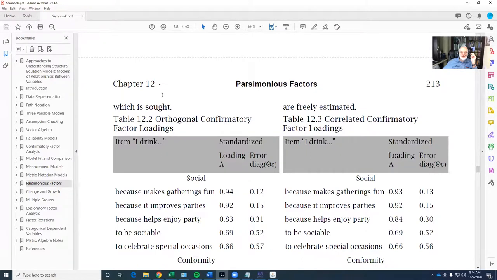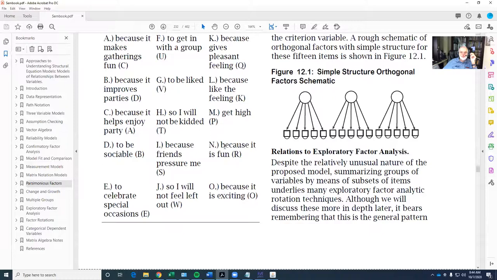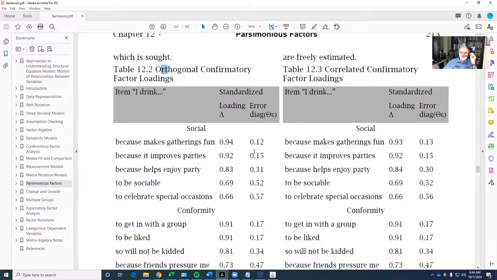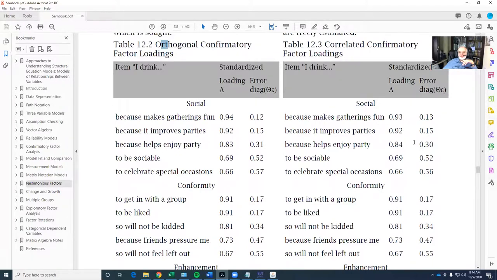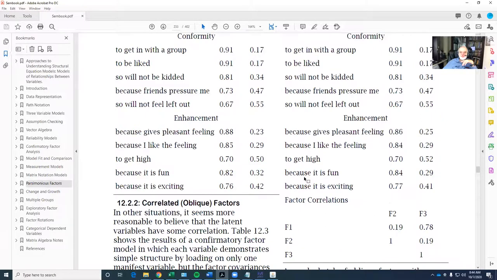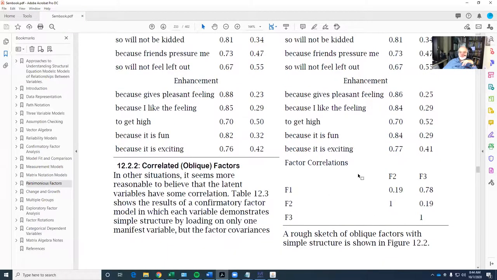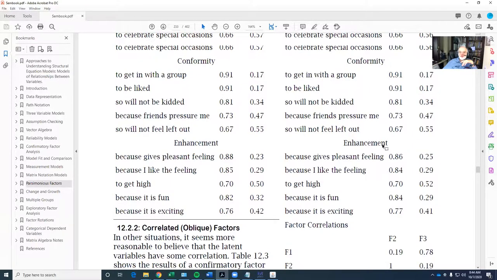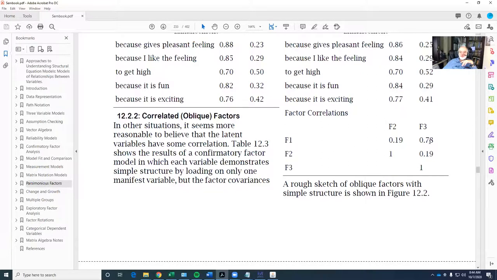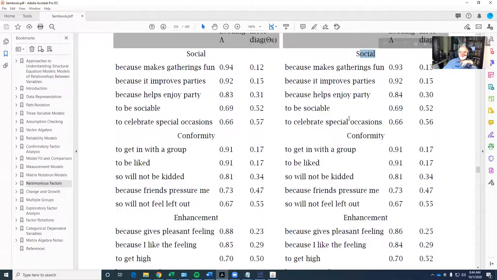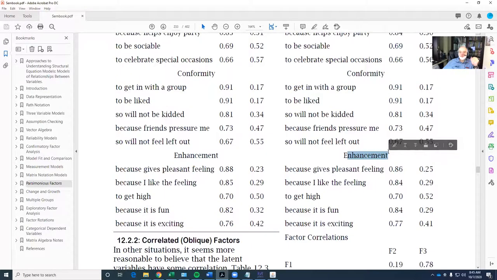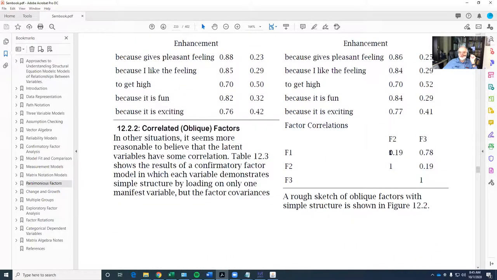If I fit a model that says there's no covariance between these three things, these are the loadings I get out, and these are the error variances. Conversely, if I fit a model in which there are correlations there, these are the loadings I get out, and these are the error variances. Downstairs, here are the correlations between the factors in the model that says this is oblique. So based on this, factor one and factor three are highly correlated. And factor one and two and two and three are not so correlated. So people who drink because of the social aspect of it and drink because of enhancement, those factors are fairly correlated. People who drink just to get along in the group, to be liked, and because of enhancement, that's not so related with reasons for drinking.